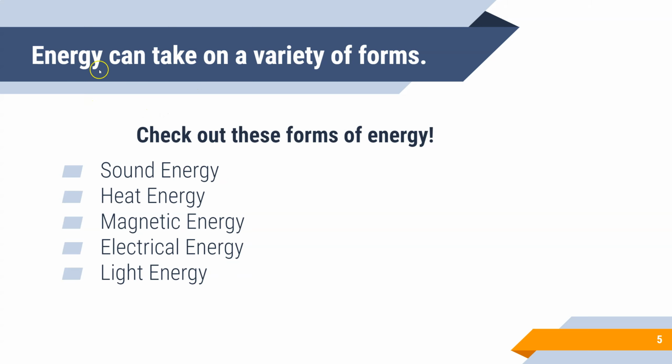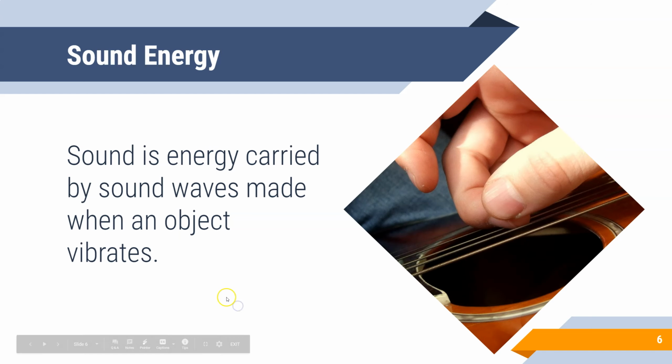And since it's all around us, it can take a variety of different forms, right? So it could be sound, maybe it's heat, maybe it's magnetic, maybe it's electricity or electrical, or maybe it's just light. And so we're going to dive into each one of these. And like I said, on page 3 in your packet, you'll be filling in the definition and examples to go along with it. Let's first talk about sound energy.